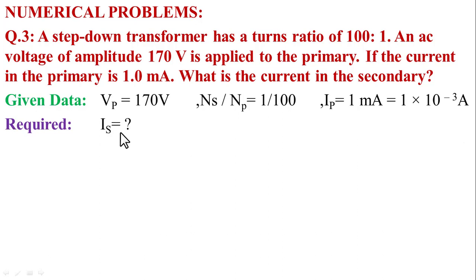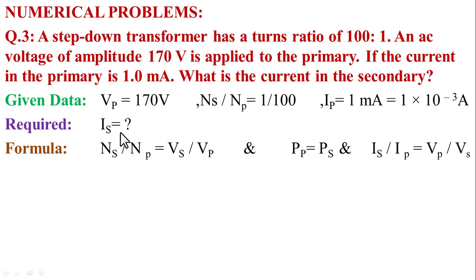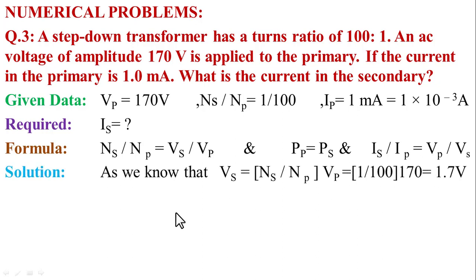So we use the formula according to the given condition. The formula is Ns over Np is equal to Vs over Vp. We know that power on primary is equal to power on secondary, so we can also write that Is over Ip is equal to Vp over Vs. Now we use the formula and find the solution.